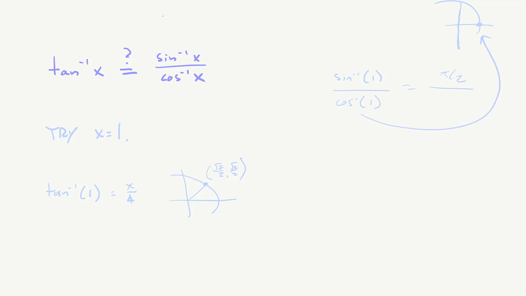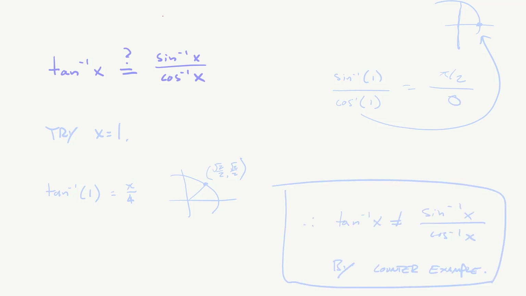Cosine inverse of 1, also asking what angle measure on the unit circle produces a cosine value of 1. And it is 0, which is not good because you can't divide by 0. So, no, tangent inverse of x is not equal to sine inverse of x divided by cosine inverse of x. And we just proved it via a counterexample.